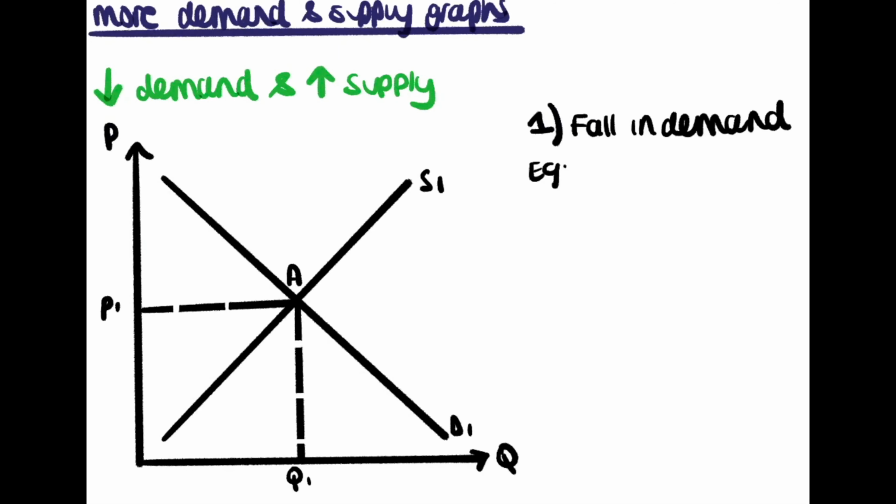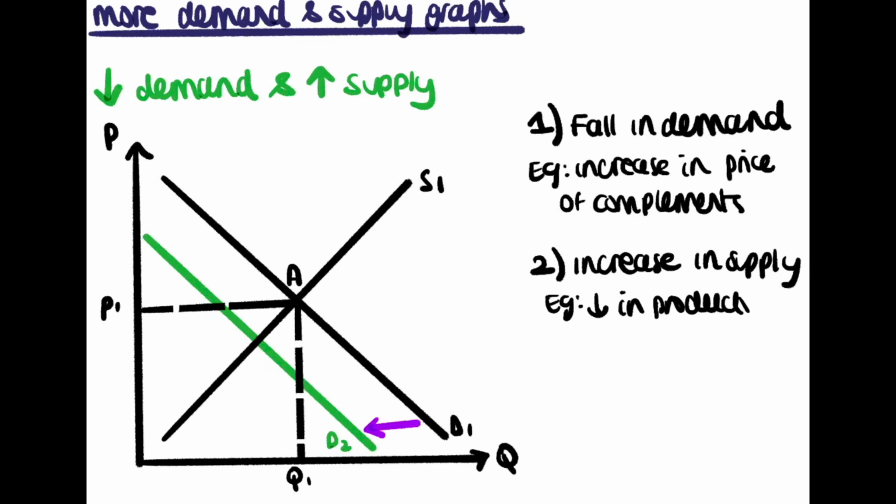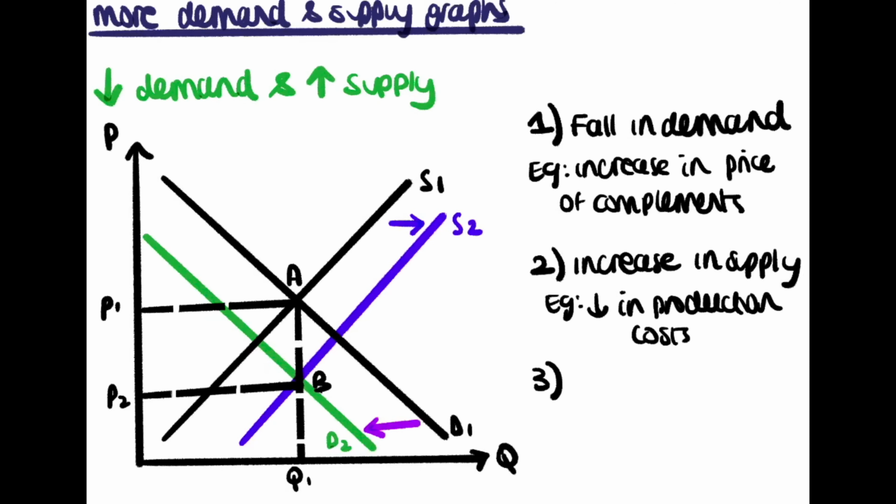Imagine demand fell due to an increase in the price of complements and supply increased due to a reduction in production cost. What we see is that price in the market has fallen, but there is no change in quantity.